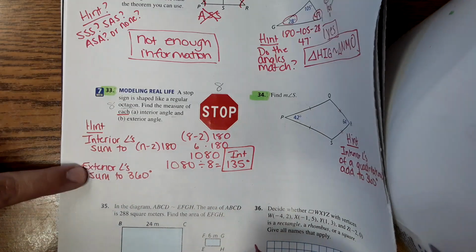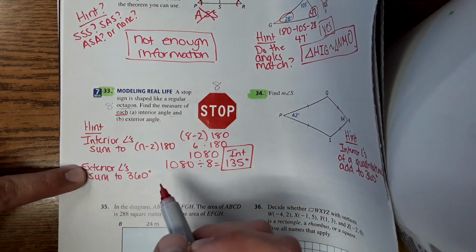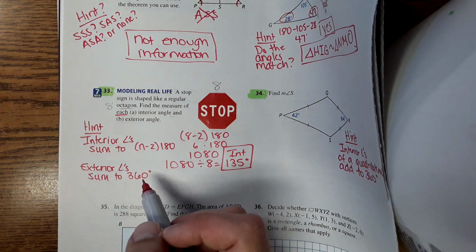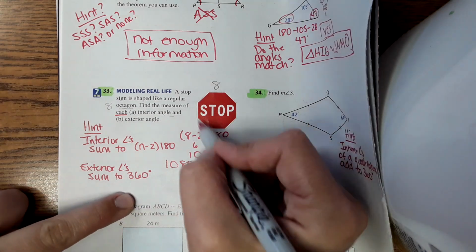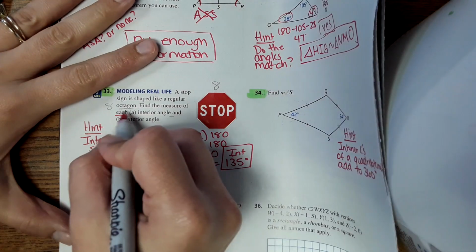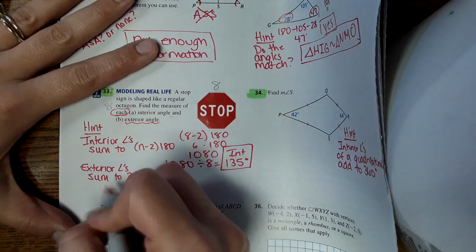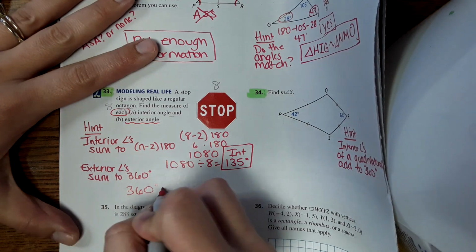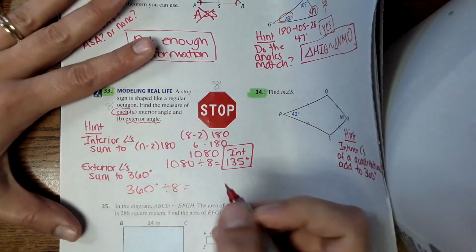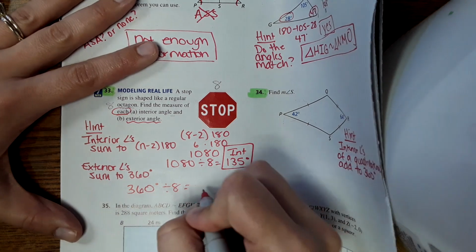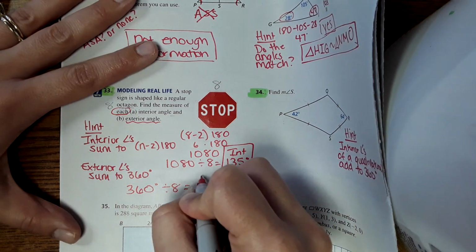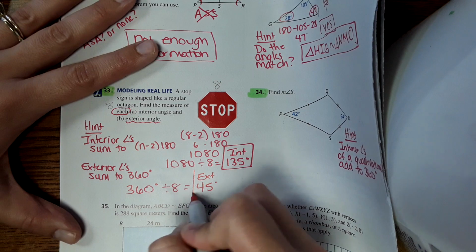Then for exterior angles, the exterior angles of any polygon sum to 360. We don't need to do any calculations to find the sum of the exterior angles, but again, it's wanting each exterior angle, so we'll do 360 degrees divided by 8 to find each one. And it comes out to 45 degrees for the exterior angles.